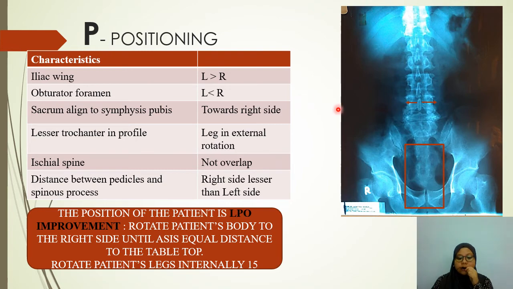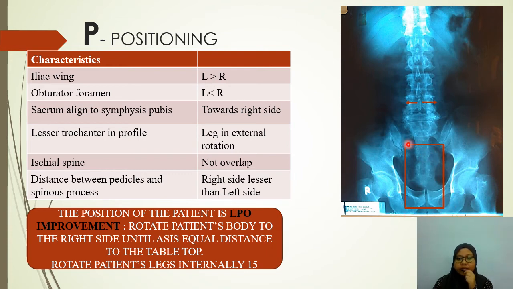Next, for positioning, the positioning of this projection is LPO. Why do I say this LPO? Because we can see that the iliac wing, this radiograph I got from the image evaluation lab. So I had measured the distance of the iliac wing. When I measure it, the left side is bigger than the right side, and the obturator foramen for the left side is lesser than the right side.